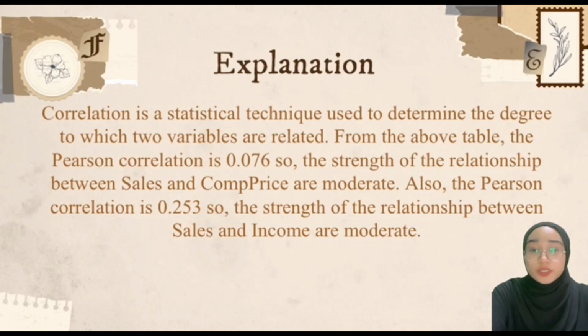5.3 Correlation analysis. So this is the correlation analysis. Correlation is a statistical technique used to determine the degree to which two variables are related. From the table, the Pearson correlation is 0.076. So the strength of the relationship between sales and comprise is moderate. Also, the Pearson correlation is 0.253. So the strength of the relationship between sales and income is moderate.